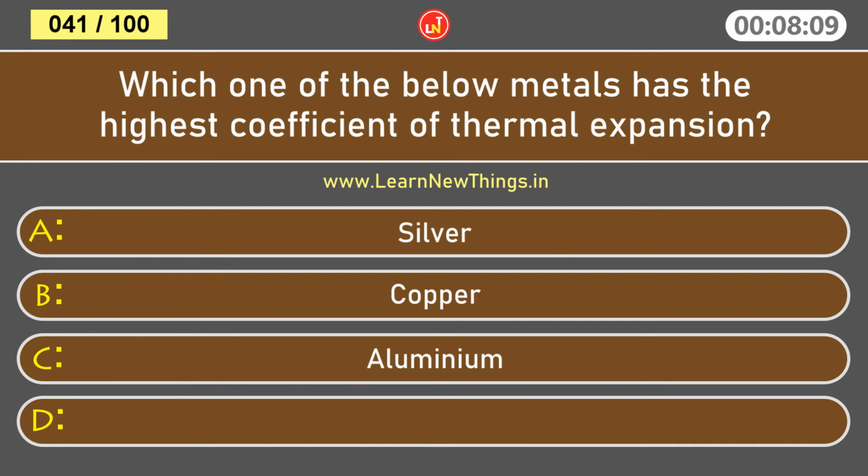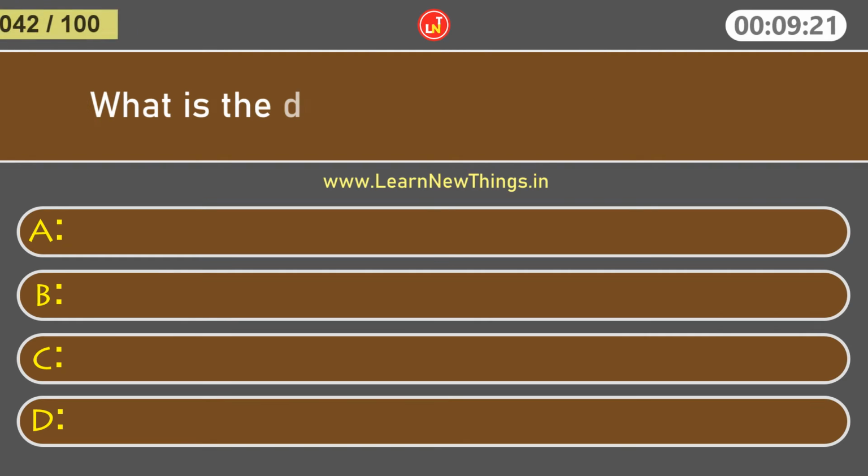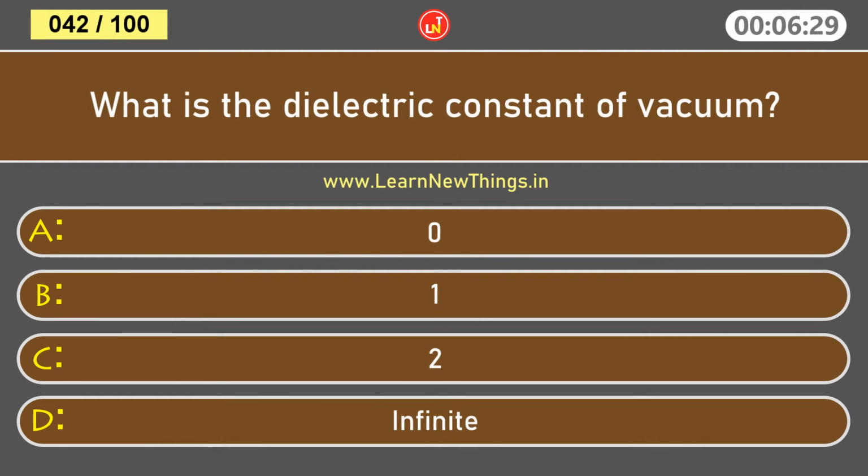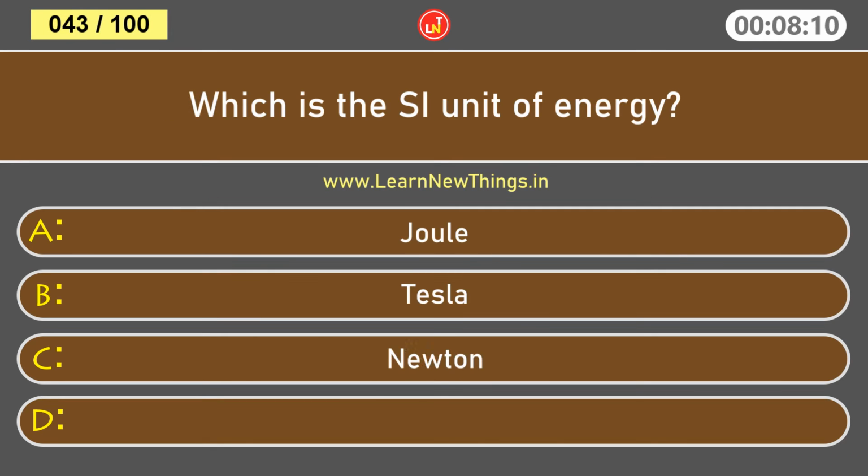Which one of the below metals has the highest coefficient of thermal expansion? Aluminium. What is the dielectric constant of vacuum? One. Which is the SI unit of energy? Joule.